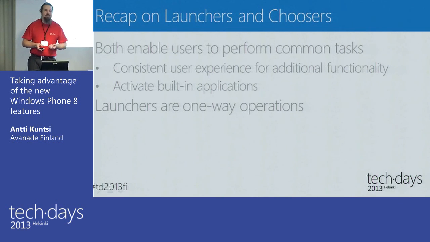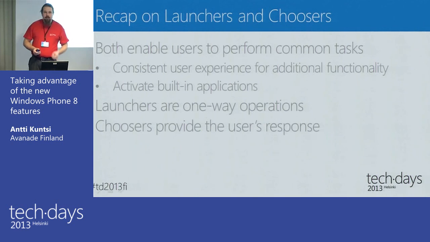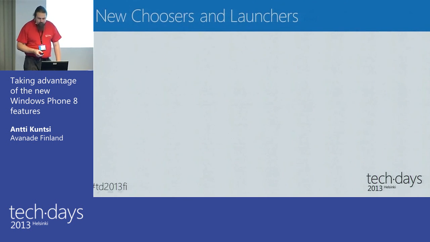You send them into a website, or you send them to send an email. Choosers is something where you are interested in getting a response, so you want them to choose a photo, you want them to choose something for you, and you want to react based on the user's choice. So what's new with choosers and launchers in Windows Phone 8?